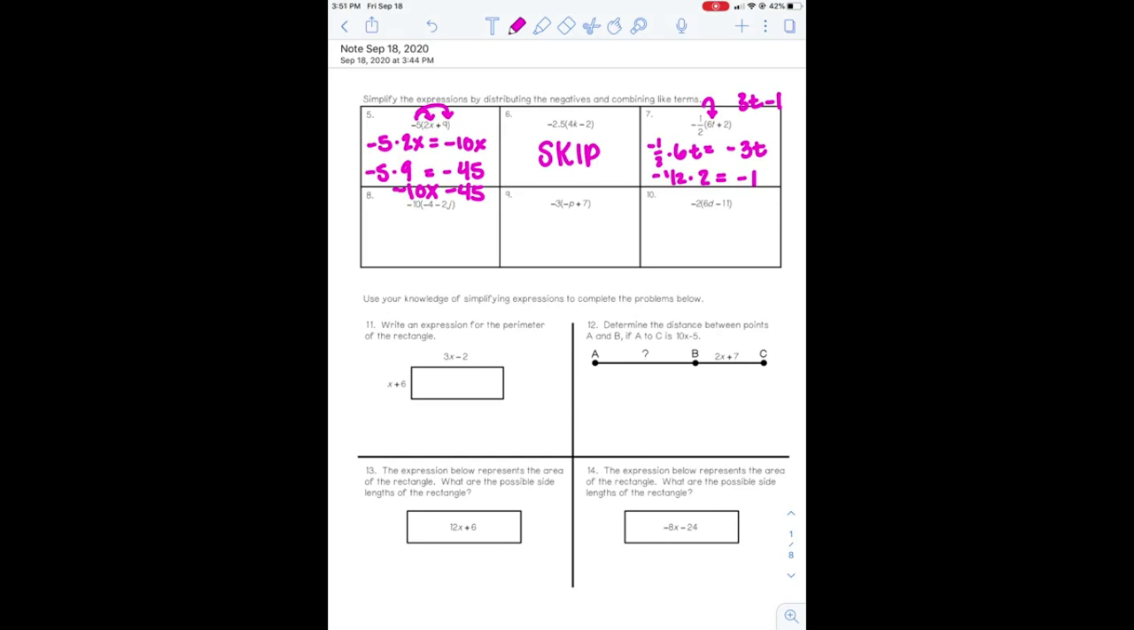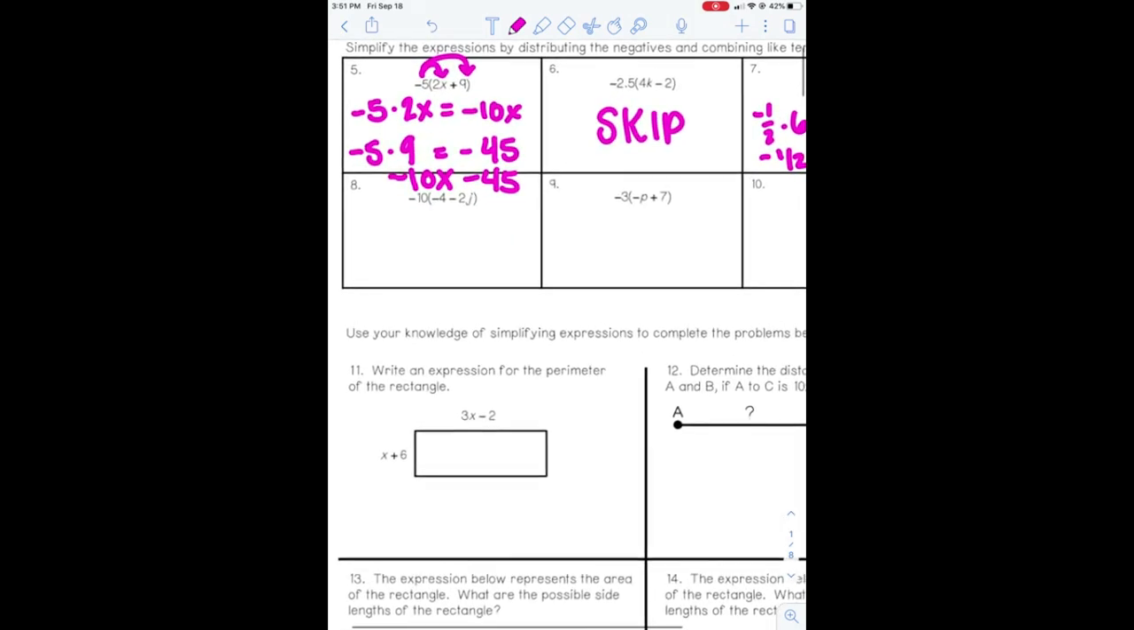So just remember, you're multiplying everything inside the parentheses by the number outside the parentheses. So I know that some of you are adding somehow, and that is wrong. So you are only using multiplication if you have the distributive property, okay? So here I take -10 times -4, which does not give me -40, even though that's what I wrote. It gives me a +40. That's my bad. And then I'm going to take -10 times -2j, and that gives me 20j. So my final expression is going to be 20j plus 40.